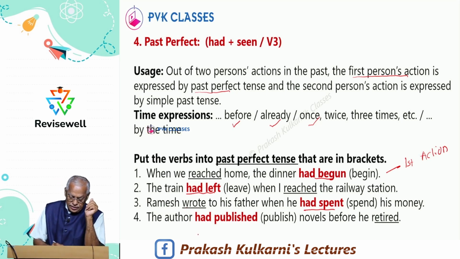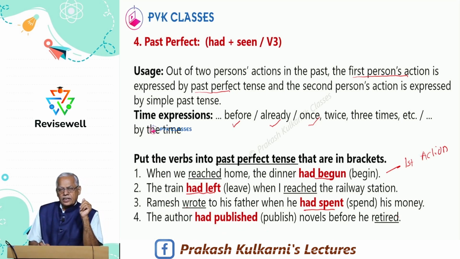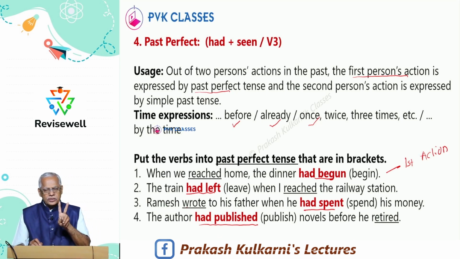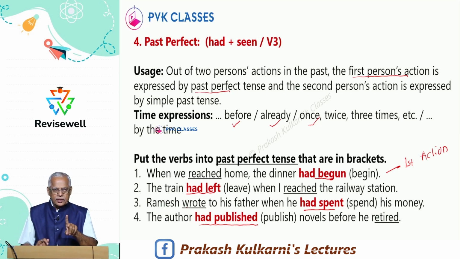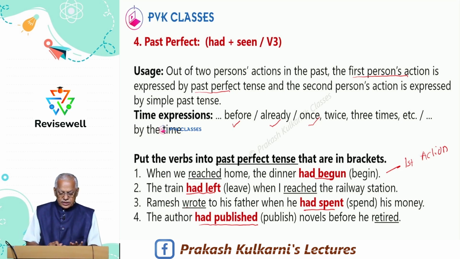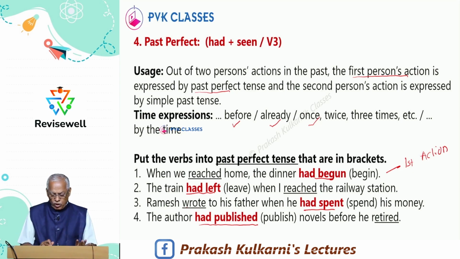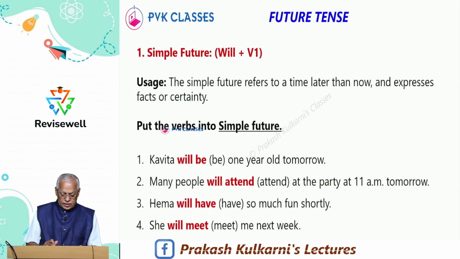And in the last sentence you see, the author had published novels before he retired. Had published. Therefore, when there are two actions in the past tense, the first action is always expressed by past perfect tense. If there is only one action by one person or many actions by one person, we use simple past tense. Now try to note, this is how you have to write the correct tense form of the verb in the examination.